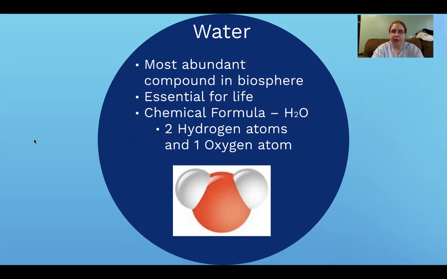The chemical formula, as you can see for water, is H2O. What this means is that you see a little 2 as a subscript after the hydrogen. That means that there are two hydrogen atoms, which are these white balls right there and right there. And the two hydrogen are connected to one oxygen atom.